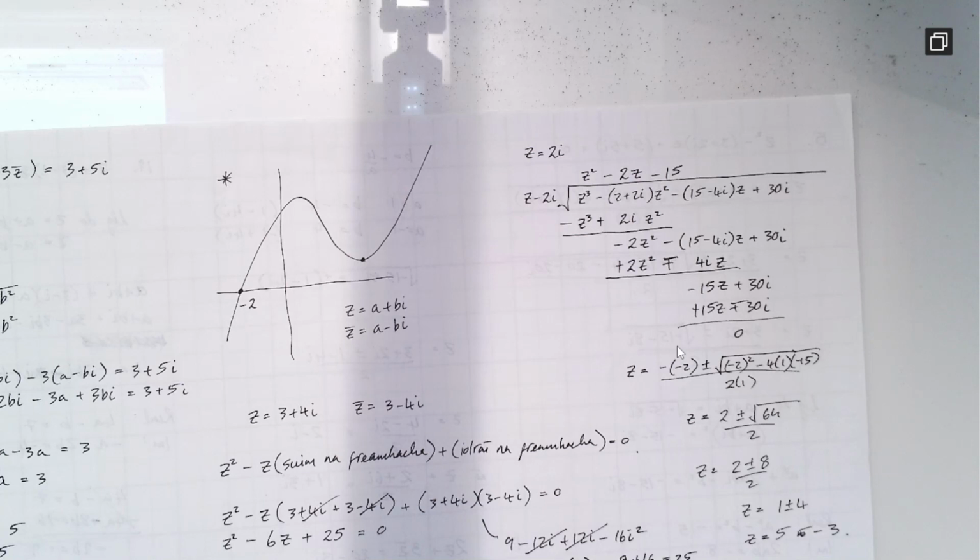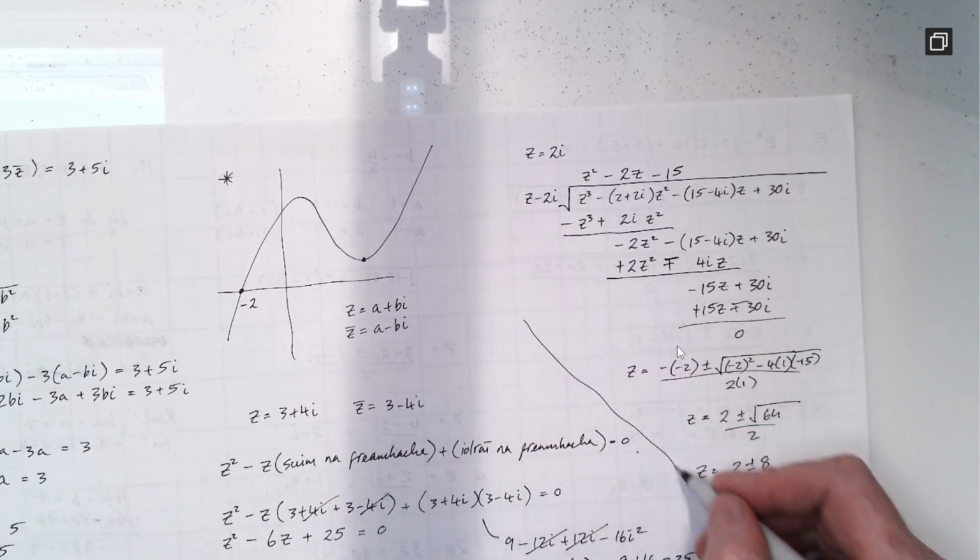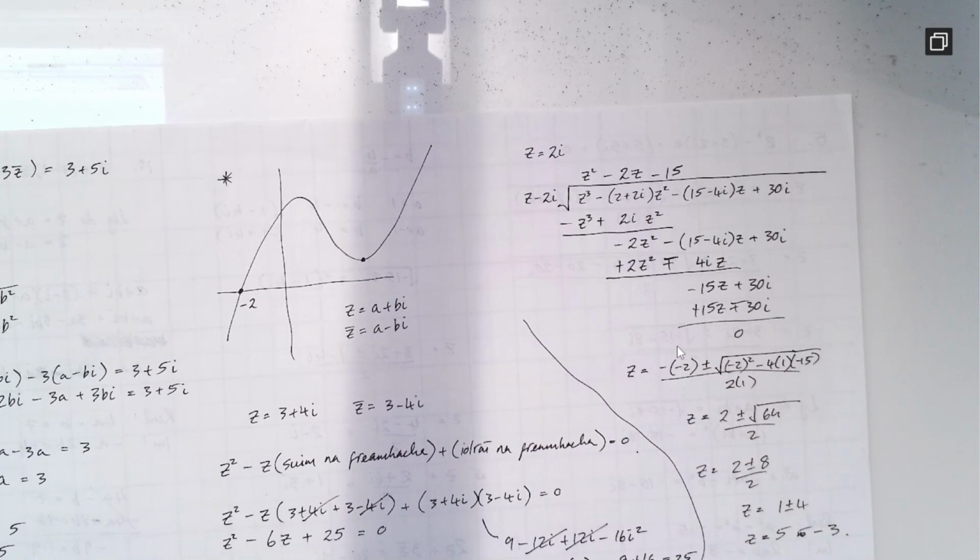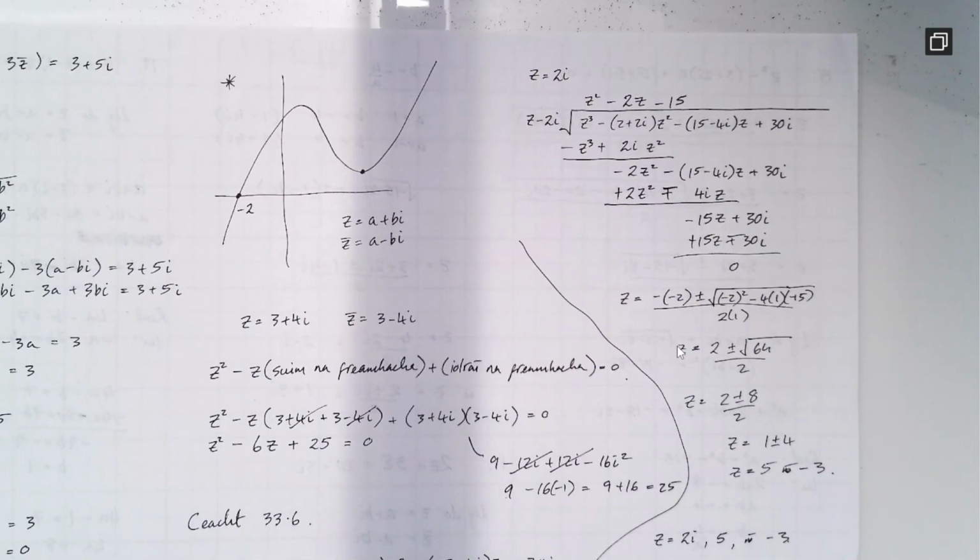So to solve the equation f(z) equals 0, the roots are z equals 2i, minus 2i, 5 and minus 3.